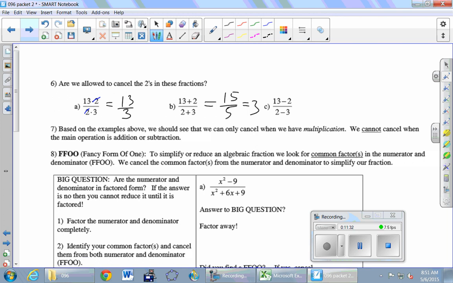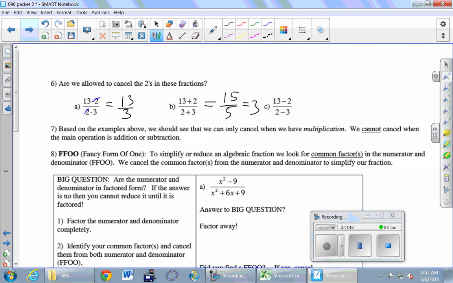Do we get the right answer if we cancel those 2's? No, we got 13 over 3, which is not 3. So are we allowed to cancel when there's addition? No. It is a specific to multiplication thing that allows us to cancel in A.